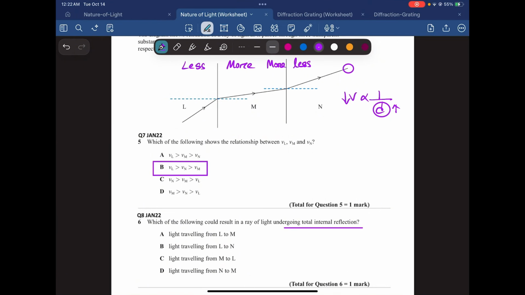Okay, now right here they've given us the part C. Look at it, what it says.